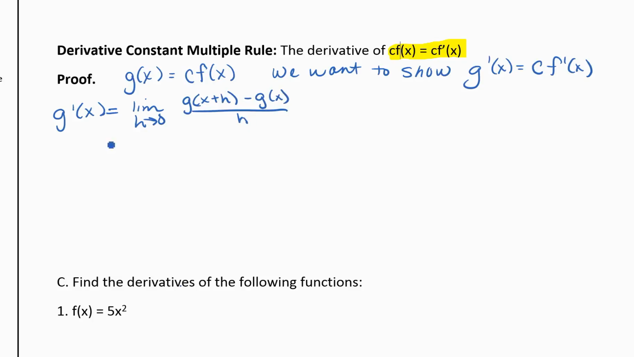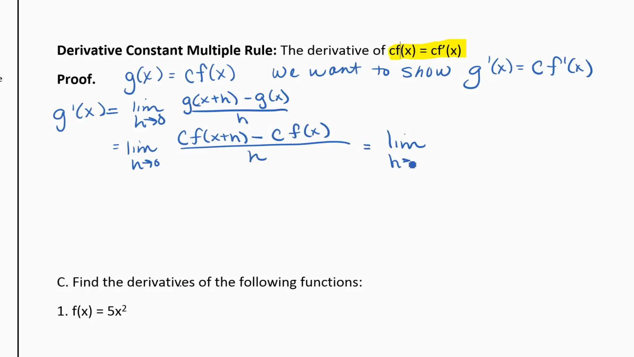Okay, so if we do that, g of x plus h is going to be equal to c times f of x plus h. Minus g of x is just c times f of x, all over h. Now what we could do in this numerator is factor out the c. So this is equal to the limit as h goes to 0 of c times f of x plus h minus f of x, all of that over h.